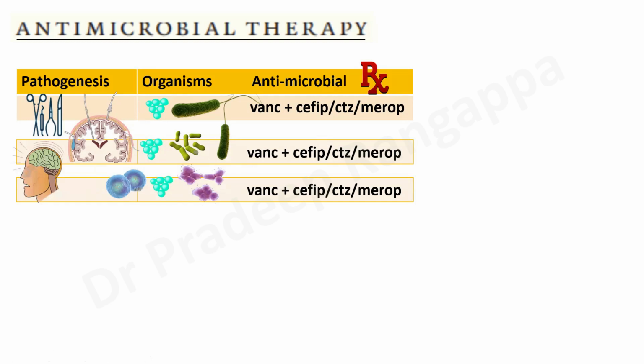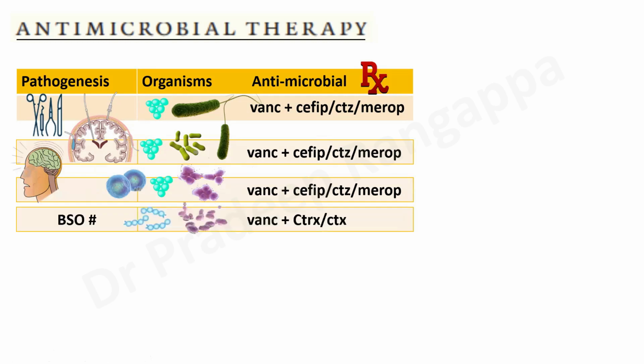And the organisms also pretty much remain the same, except in base of skull fracture, because, as I said, in base of skull fractures there is CSF communication to the sinuses. That's where you have to cover more of Streptococcus pneumoniae or beta hemolytic streptococcus and Haemophilus influenzae also. There, the suggestion is you can use a narrower regimen like vancomycin with ceftriaxone or cefotaxime to mainly cover Streptococcus pneumoniae species. And even vancomycin would cover. So this is the sort of suggested antimicrobial therapy.